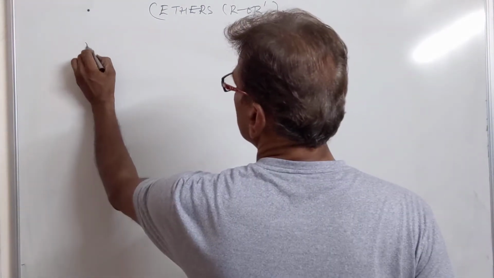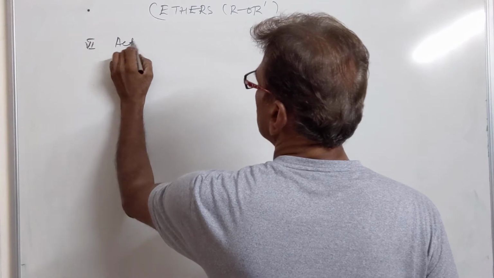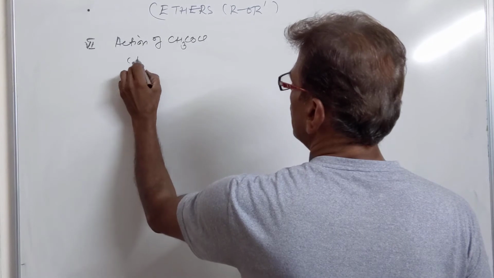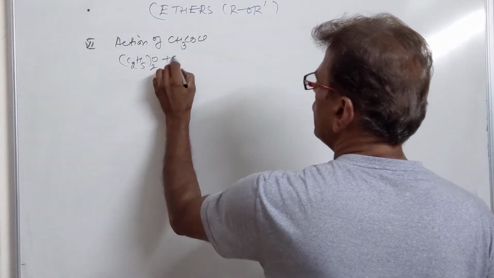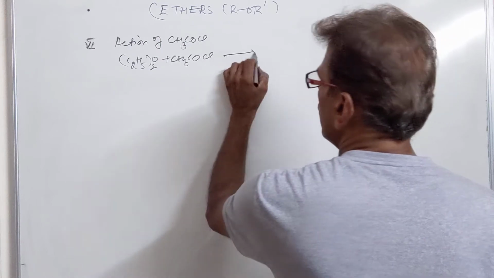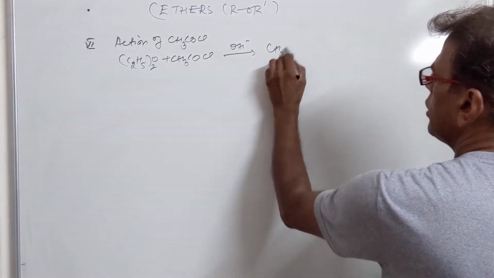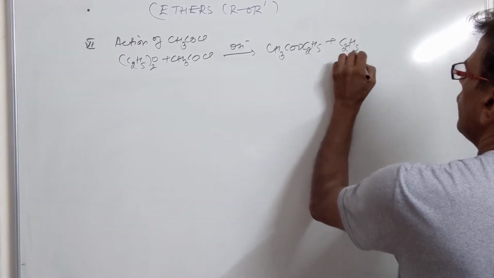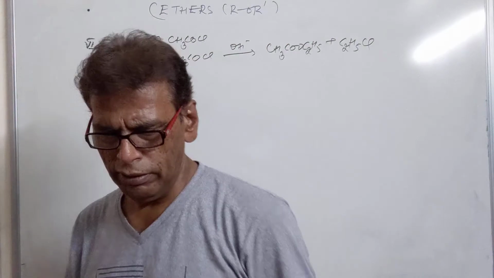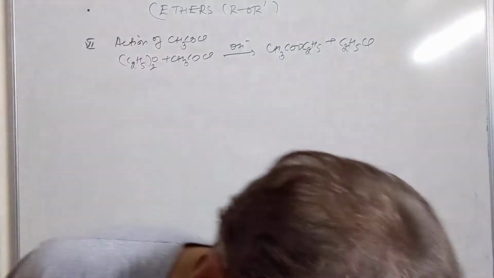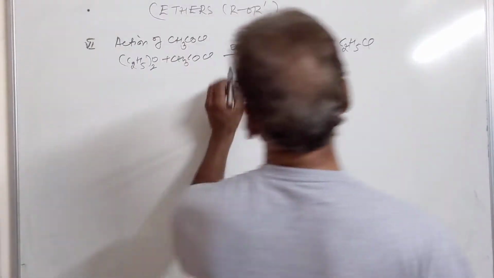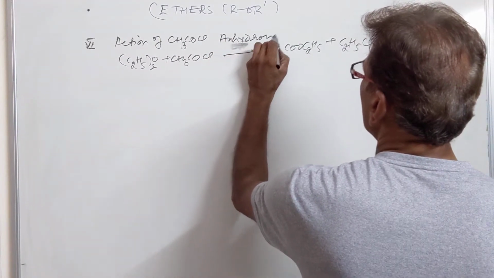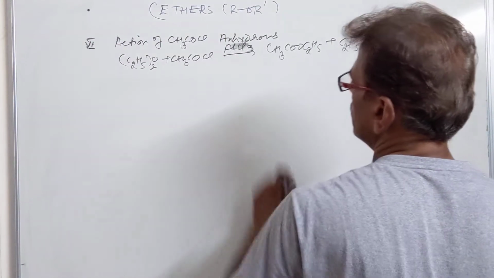Then we have the sixth reaction, the action of acetyl chloride, CH3COCl. Diethyl ether combines with acetyl chloride. In basic condition, the product will be an ester, CH3COC2H5, plus C2H5Cl. So here we are getting alkyl halide plus ester. This reaction takes place in the presence of anhydrous AlCl3. Anhydrous means which doesn't have water.